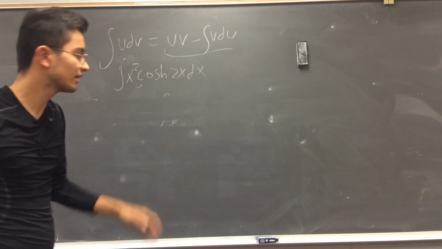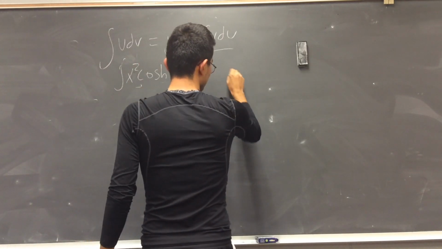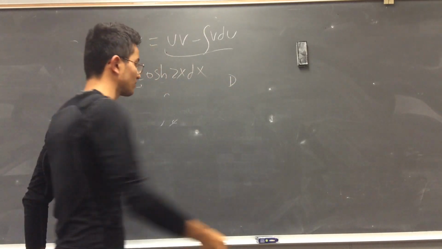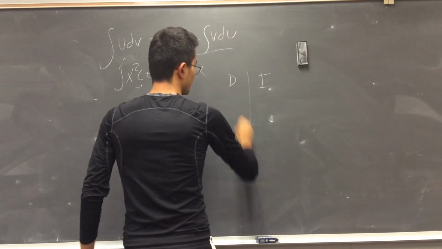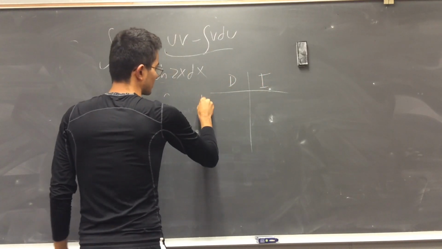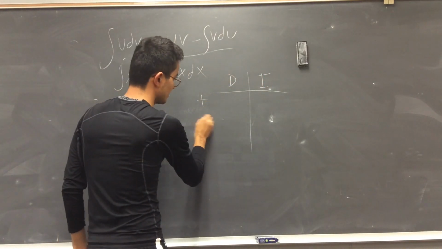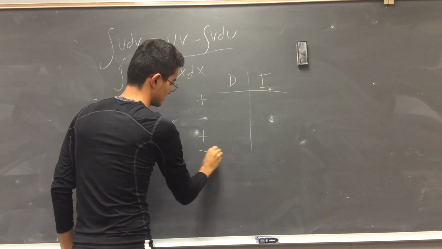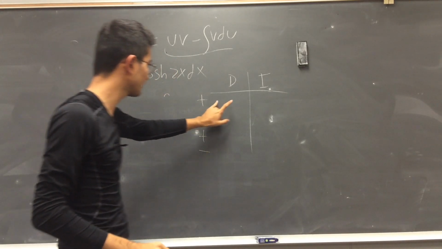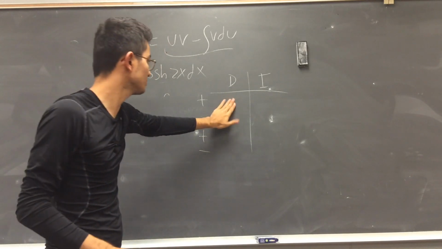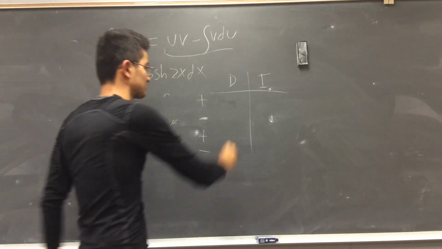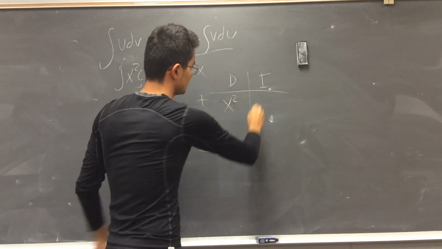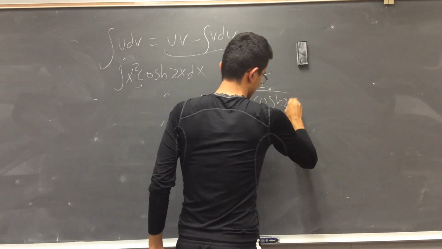Now, using the DI method, on this side of the column we differentiate, and on the other side we integrate. Here we have an alternation, okay? We have alternating signs, so plus, minus. And over here, we're going to put our u. We said our u was x squared, so that's going to be x squared, and our dv is cos 2x.